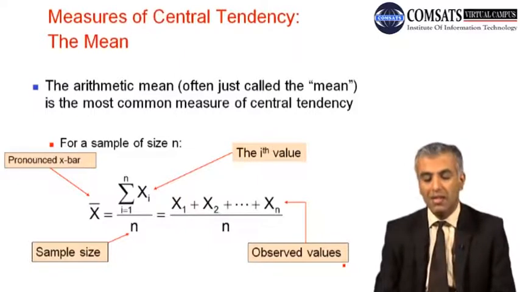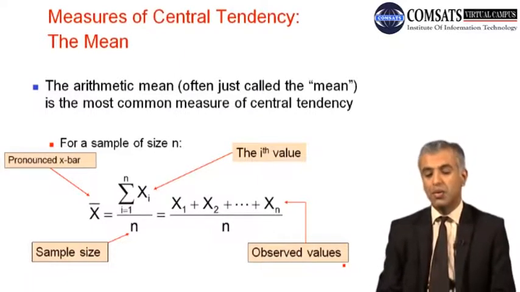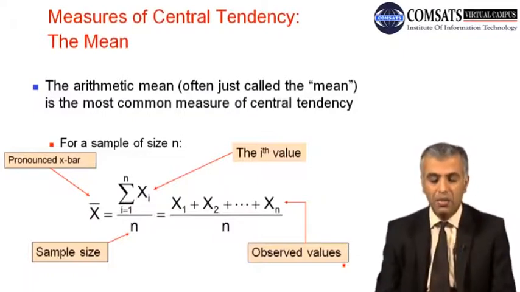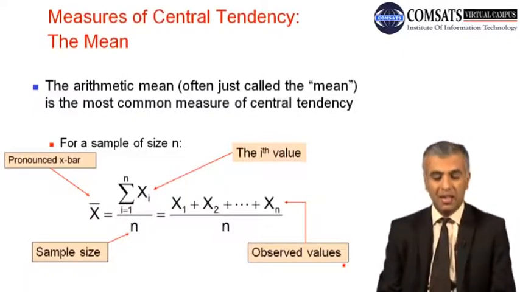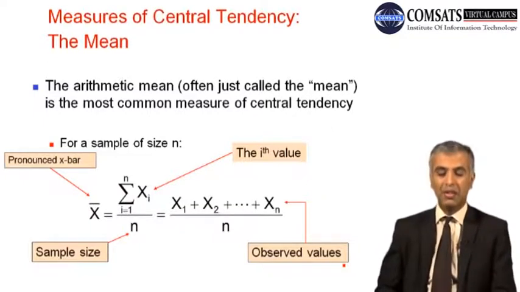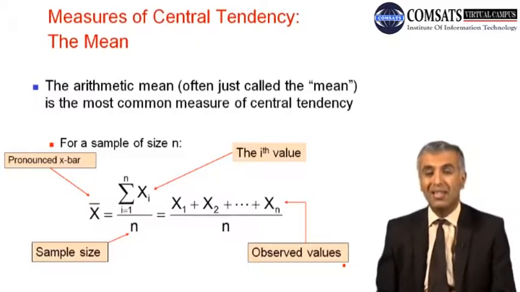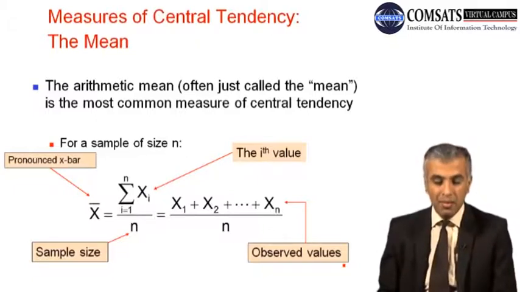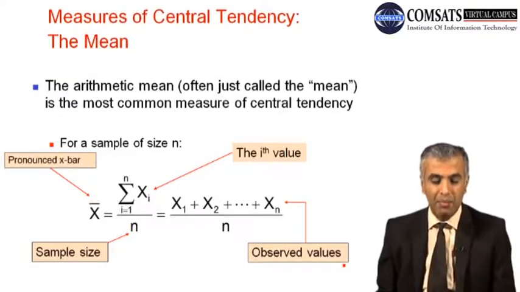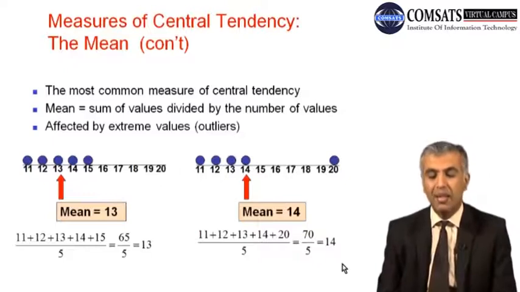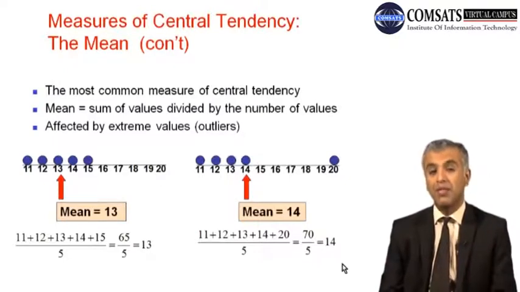So x1 is the first value here, x2 second, and so on. It goes to n number of values, and we divide it with the total size, the total number of values which are available to us. So xn is the total observed values here. Going to its example here, again basically this is the sum of values divided by number of values.